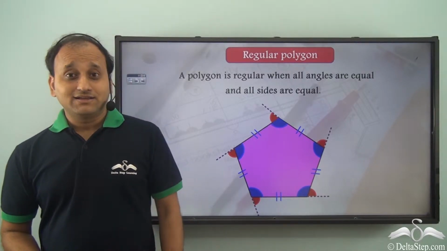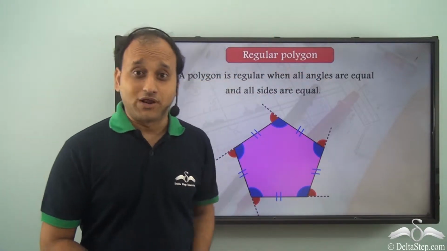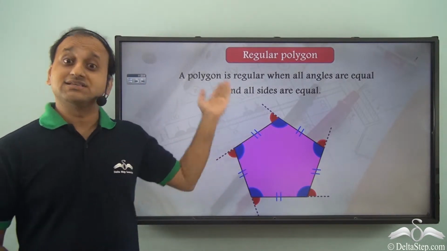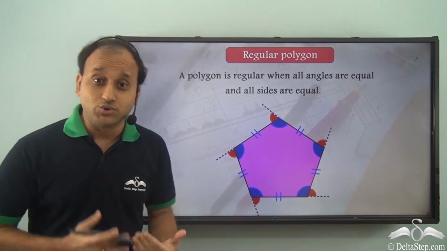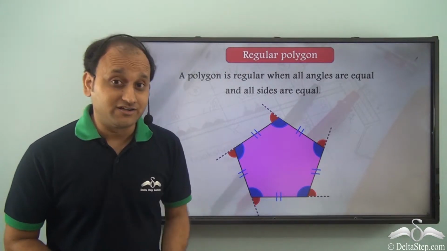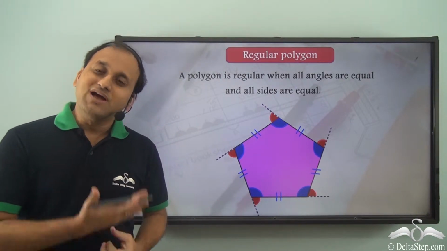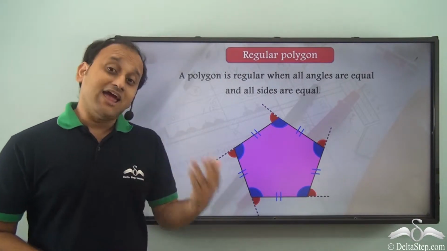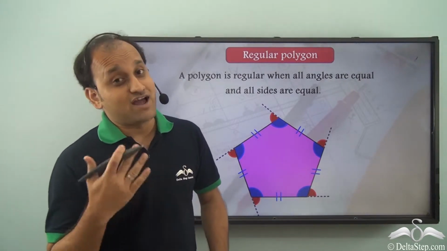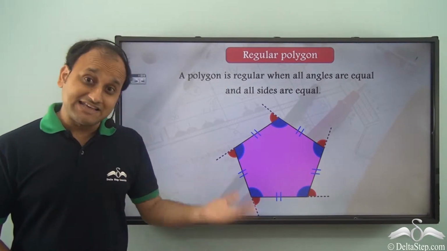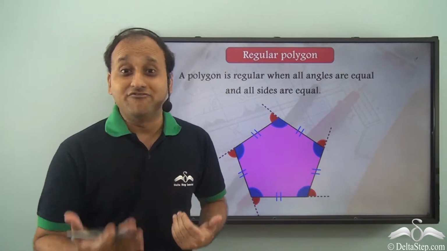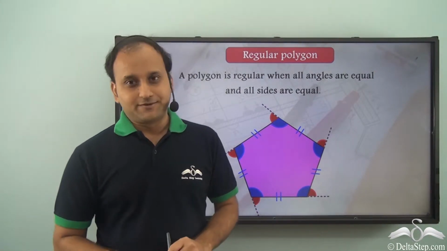We know that in the case of a regular polygon, all the angles and all the sides are equal to each other. That is, every internal angle is equal to every other internal angle, every external angle is equal to every other external angle, and every side is equal to every other side of the polygon.